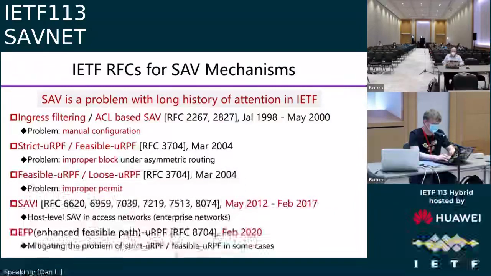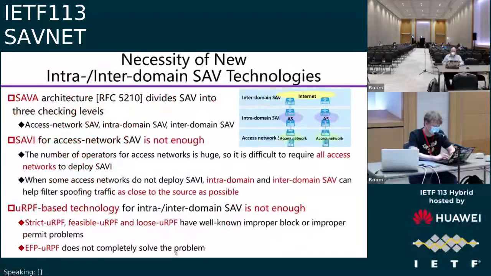And about 2 years ago, RFC 8704 proposed the EFP-URPF, which is actually an enhancement version of feasible URPF, with the focus of mitigating the problem of strict URPF and feasible URPF in some cases. So why do we need a new intra-domain and inter-domain SAVE technology?